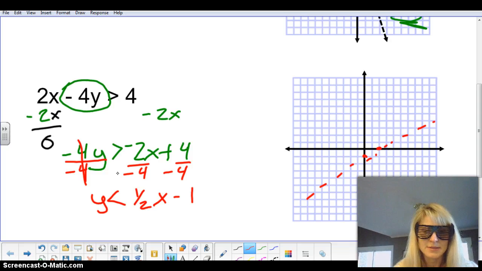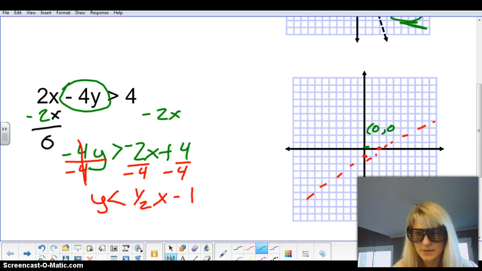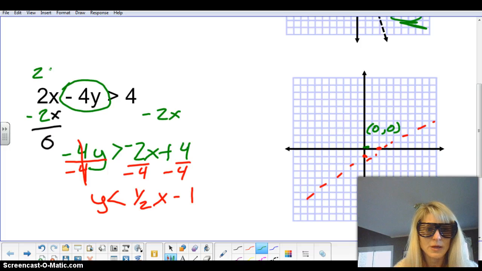Okay, and so then I have to decide, are these points up here solutions, or are these points down here solutions? So again, I can use my easy coordinate here, which is 0, 0. And again, I like to just plug it in here because I think it's easier to use the original problem, but you can use the one that we created at the bottom also. You can plug 0 in here and 0 in here, either way.